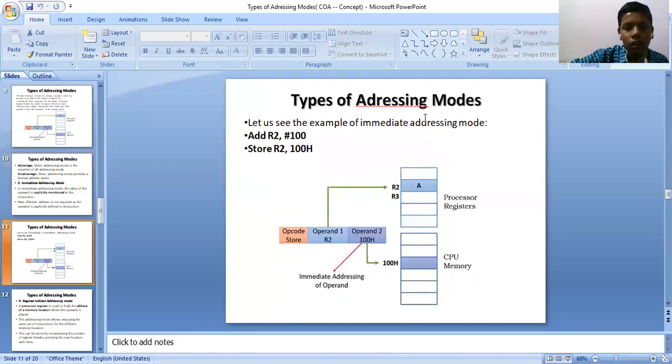Let us see an example of immediate addressing mode: Add R2, R2, #100 and Store R2, 100H. In the given figure, we can see that in immediate addressing, operand 1, R2, is stored in processor registers, and operand 2, 100H, is stored in CPU memory.